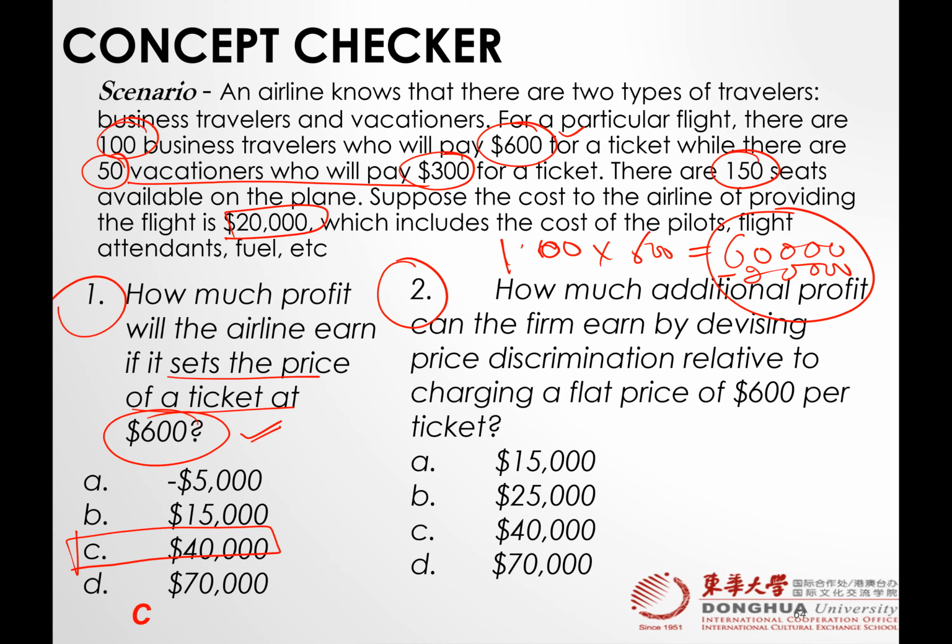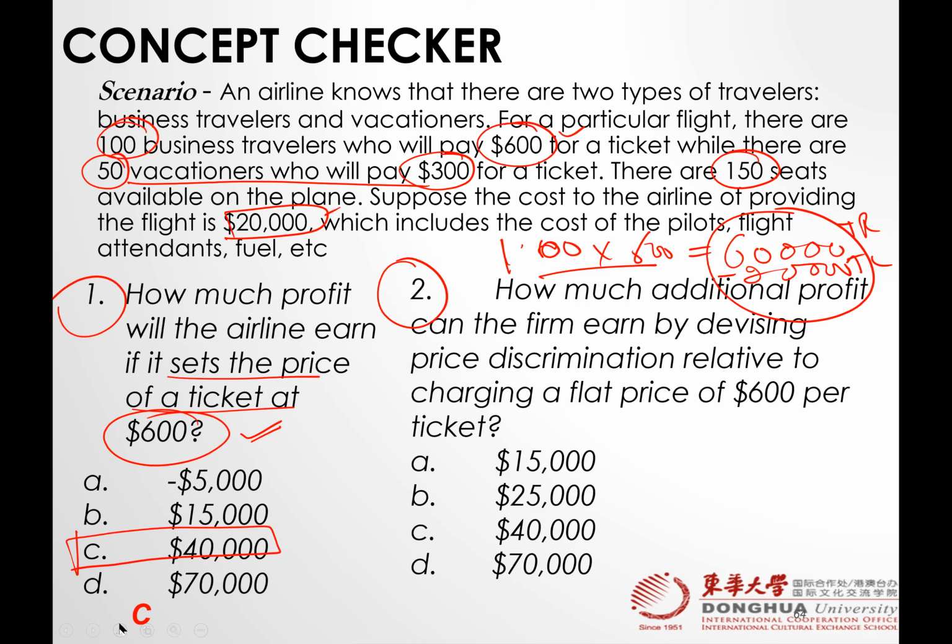David, do you understand? Yeah, I do. The profit formula is total revenue minus total cost. Total revenue is your 100 multiplied by 600. This is total revenue and this is total cost, right?